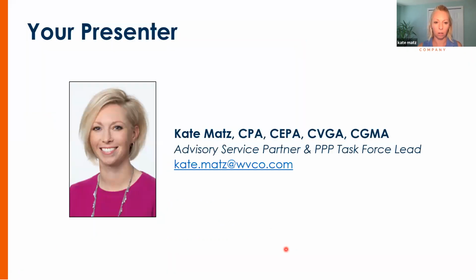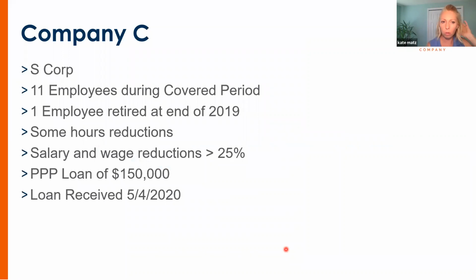Okay, so let's walk through an example of Company C, and we'll say Company C is an S Corp, and they had 11 employees during their covered period. They did have one employee that retired at the end of 2019. Now they did have some reductions in the hours that their employees were working. And they also had some salary and wage reductions. Some of them were more than 25%. They got a PPP loan of $150,000 that they received on 5/4.